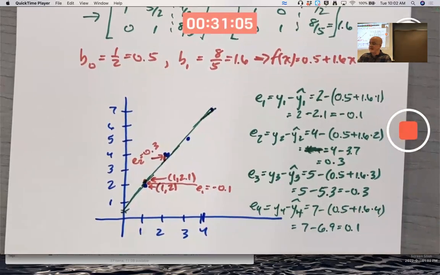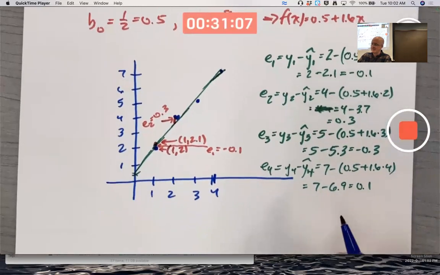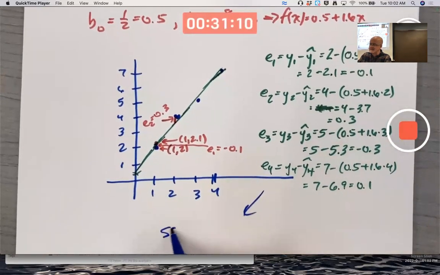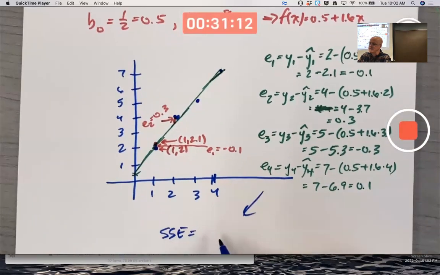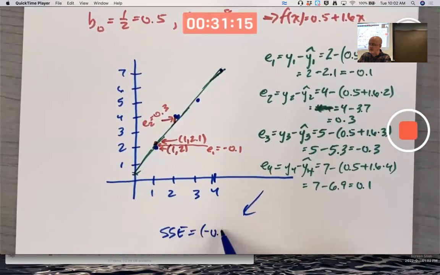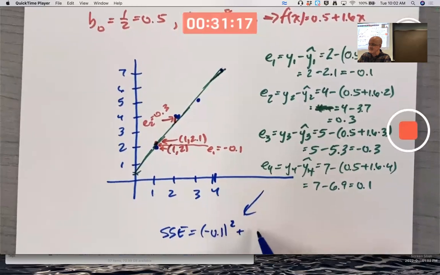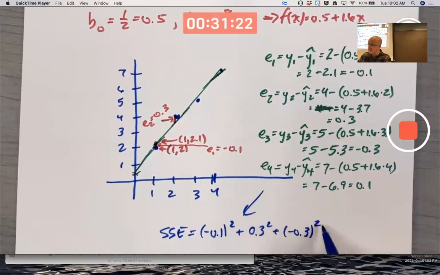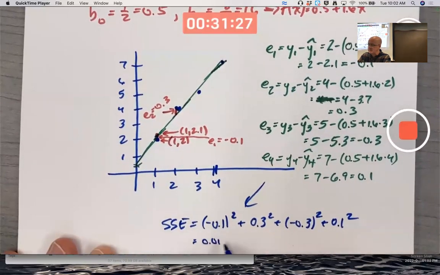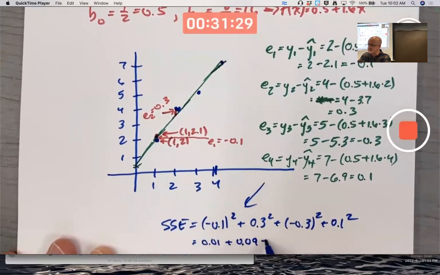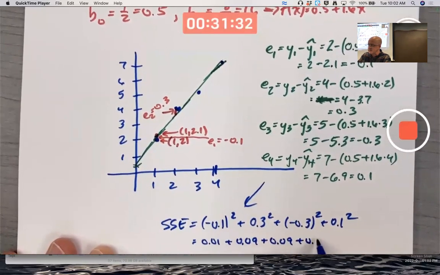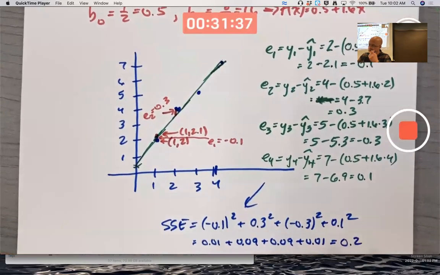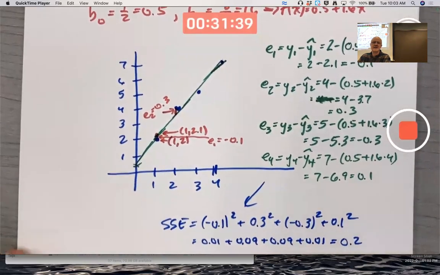Let's also go ahead and compute SSE. All that means is SSE is the sum of those numbers squared. So negative 0.1 squared plus 0.3 squared plus negative 0.3 squared plus 0.1 squared. So that'll be 0.01 plus 0.09 plus 0.09 plus 0.01, which will be what? 0.2? Looks like that's the value of SSE for this example.